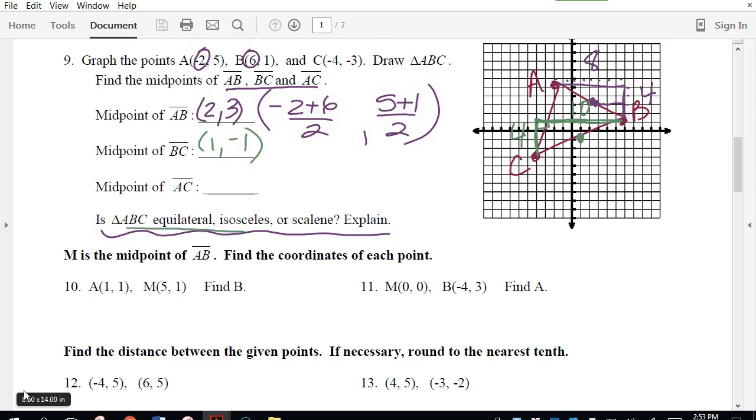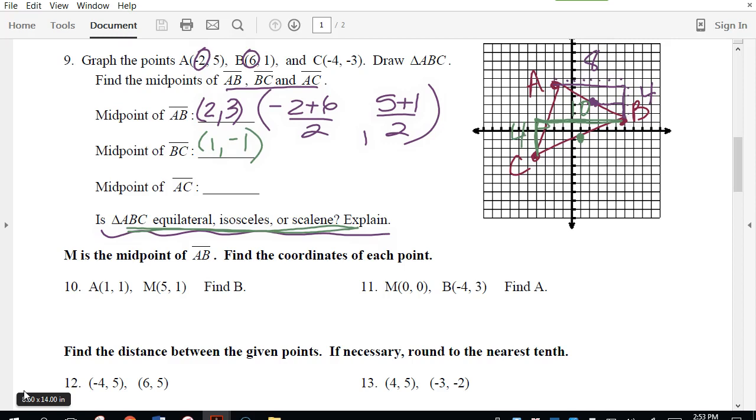Now, it asks if it's equilateral, isosceles, or scalene. That was on your homework one time. Equilateral means all sides are congruent. Isosceles means 2 sides are congruent. Scalene means no sides are congruent. So you have to find the length of all 3 of those sides. So this is a really long problem. You have to find the distance, the length of those sides, and figure out whether they're all congruent or if it's scalene.